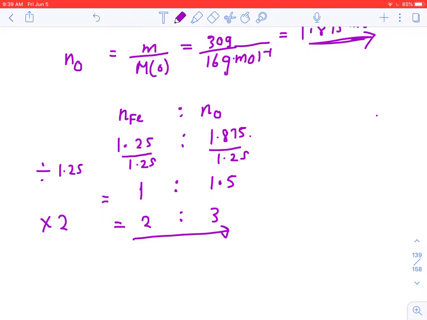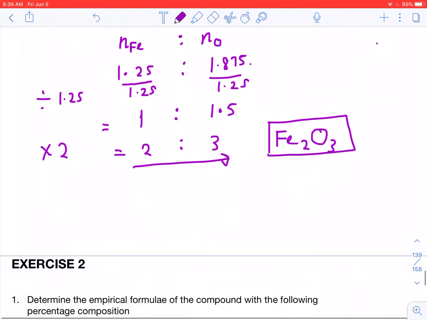Here I then have Fe, 2, and oxygen, the mole ratio is 3. And you saw when we started off, iron oxide, that is its empirical formula. You could have done that.